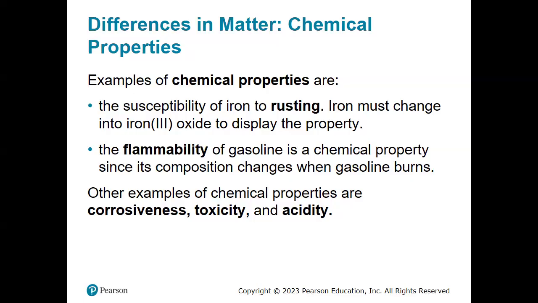When iron rusts or oxidizes, it undergoes not only changes in its physical appearance, but also changes in its chemical composition as well. Flammability. When something is burned, it has not only a change in physical appearance, but we also see a change in chemical identity as well. And so the other examples here are notable as well: acidity, basicity, toxicity, corrosion, corrosiveness. They all can kind of play into that.